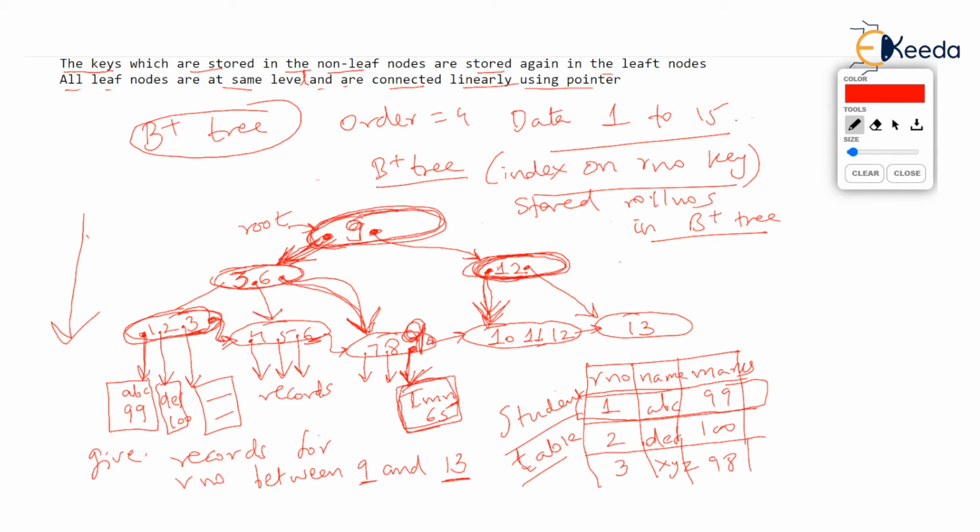So what? We have a pointer here. Look at that. We have a pointer pointing to the next leaf, isn't it? And it will fetch the record of 10. The record of 10 can be fetched by using the pointer of 10. The record of 11, similarly the record of 12, and using the next pointer again, it will enter this last leaf, and it will fetch the record of 13 also. So we will get the range query result also, isn't it?